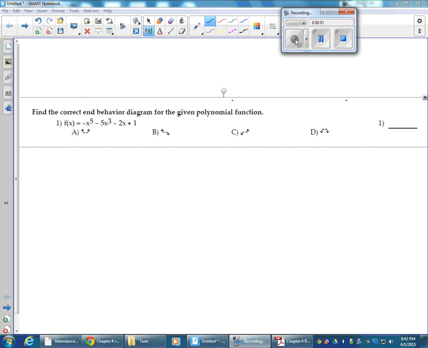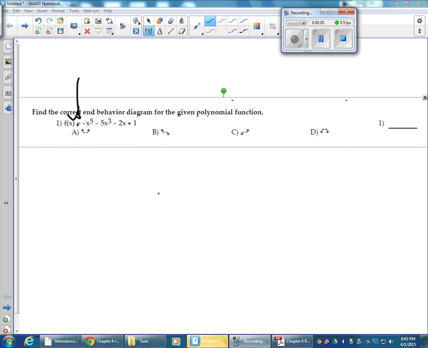We are with the Chapter 4 review. So we'll start here with number 1, which asks us to find the correct end behavior of the diagram for the given polynomial function. Well, you can always graph this in your y-equal and take a look at what's going on with the function as far as the ends. But the way that you really tell is you look at your leading coefficient and whether it's positive or negative.